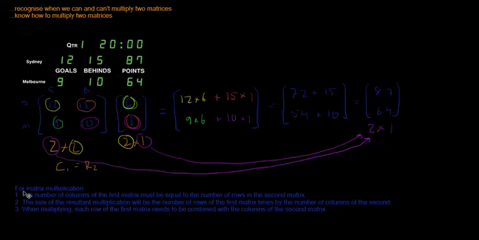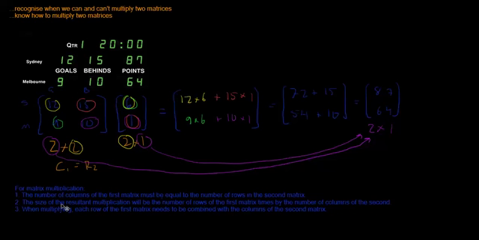Alright, so we've got that there now. In matrix multiplication, the number of columns of the first matrix must be equal to the number of rows in the second matrix. So the number of columns here was 2 and the number of rows was 2, so those two things must be equal for it to work.